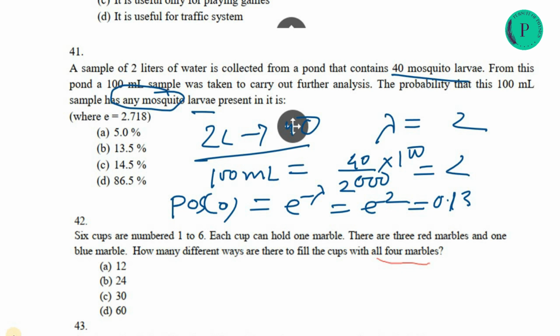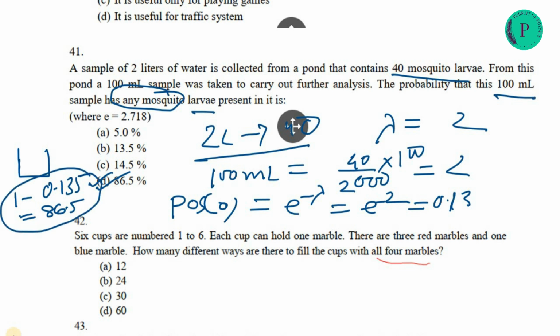And this question is asking about any mosquito larva in our sample, whatever we collected. So we have to do 1 minus 0.135, which will give 86.5. So D will be the answer. The probability that the 100 ml sample has any mosquito means it can be 1, 2, 3, any count, not 0. That is for 0, which we got here.